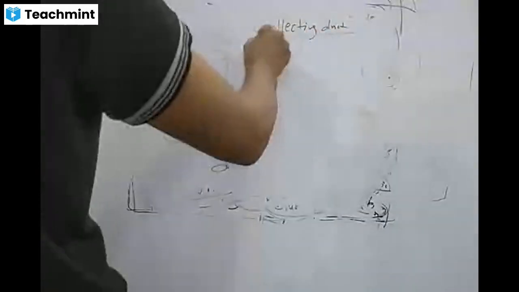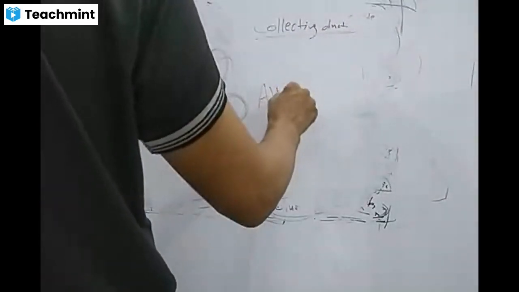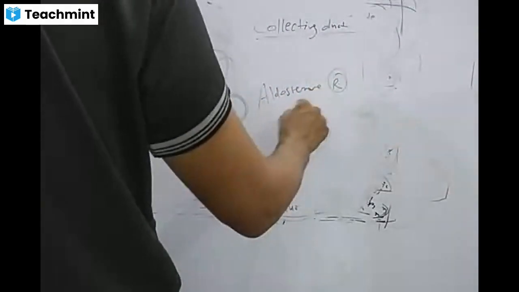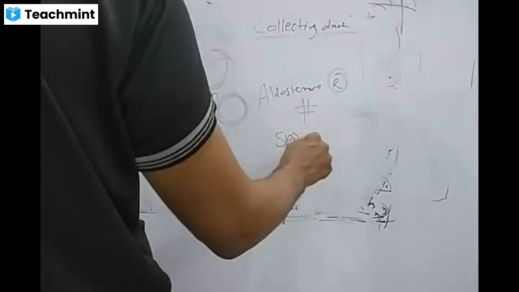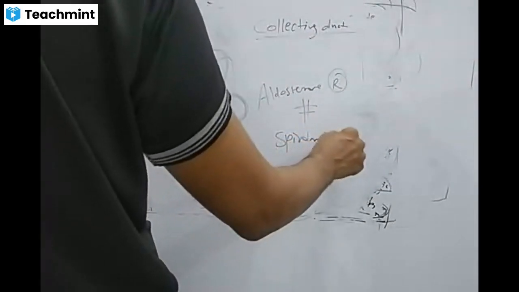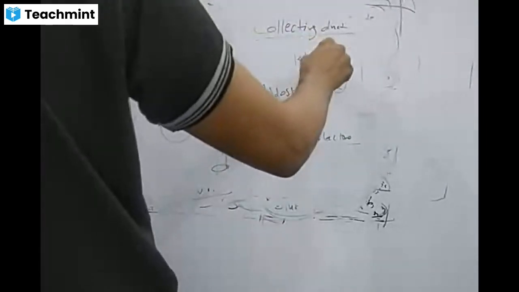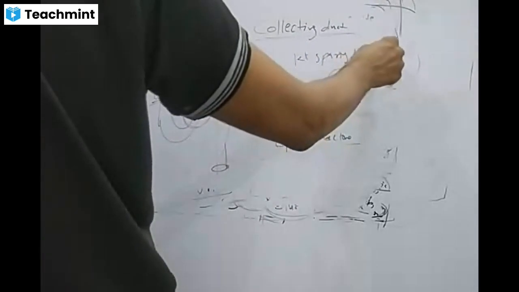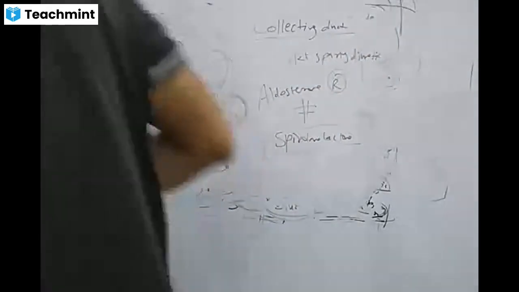a drug known as an aldosterone receptor antagonist. That is your spironolactone. These are potassium-sparing diuretics. Spironolactone.